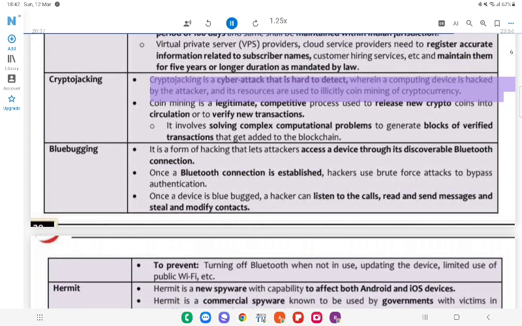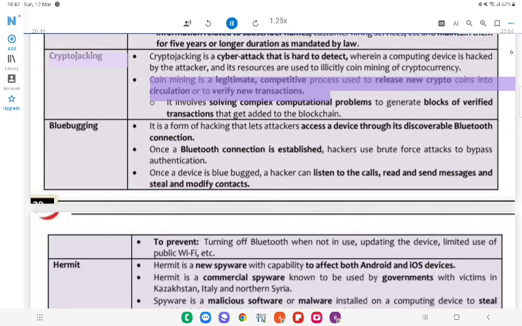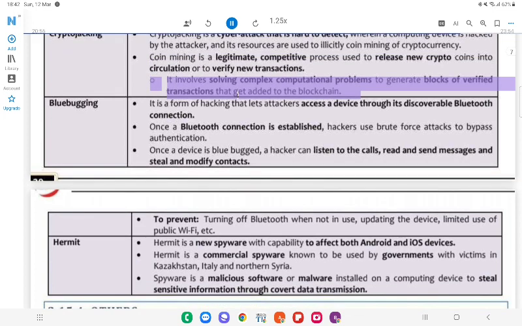Cryptojacking is a cyber attack that is hard to detect, wherein a computing device is hacked by the attacker and its resources are used for illicit coin mining of cryptocurrency. Coin mining is a legitimate, competitive process used to release new crypto coins into circulation or to verify new transactions. It involves solving complex computational problems to generate blocks of verified transactions that are added to the blockchain.